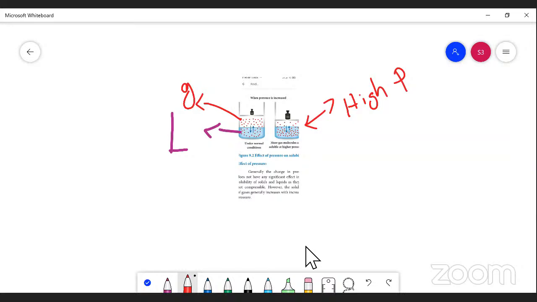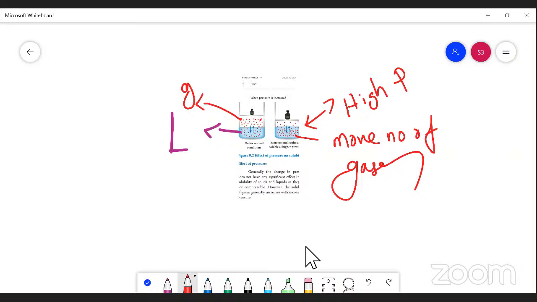Pressure is introduced. What happens? See, the equilibrium exists in both cases. Here, more gaseous particles are there without dissolving. But while the pressure increases, you can look at the diagram: the number of gaseous particles in the solvent is more. So more gaseous molecules are there under the high pressure.